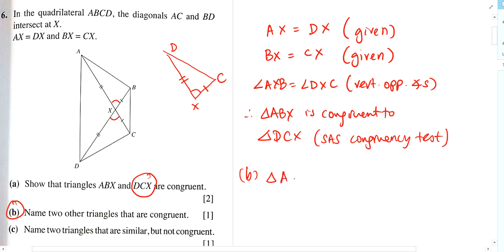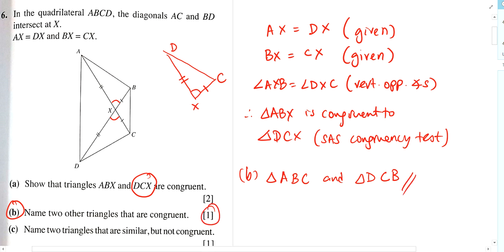Triangle A, B, C, and triangle D, C, B. Can you see that? Okay, they ask you to name, right? Do you need to prove or not? No need. Just 1 mark only.